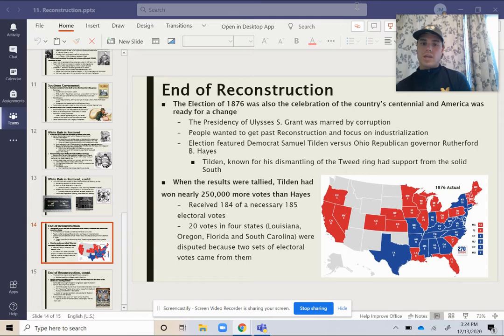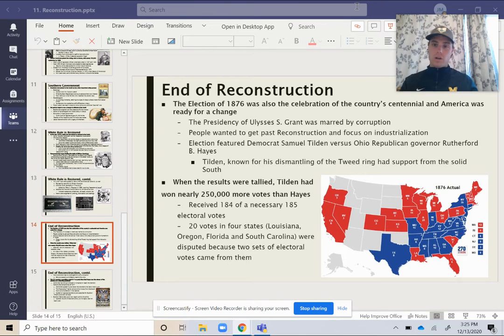So after the results are tallied, Tilden had clearly won the popular vote, almost 250,000 more votes in the popular vote. But as we know, the electoral vote is the only one that matters. He needed 185 electoral votes to win. After almost every state was counted, he had 184. There were 4 states left: Oregon, Florida, South Carolina, and Louisiana. They, however, emerge as a real big problem, as we'll see.